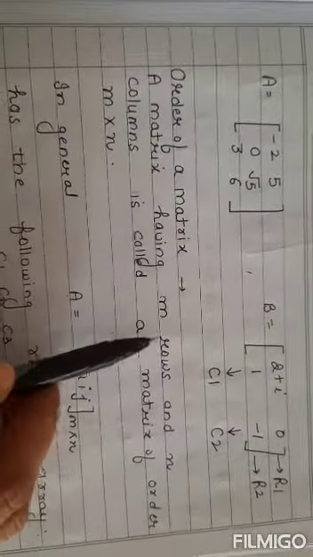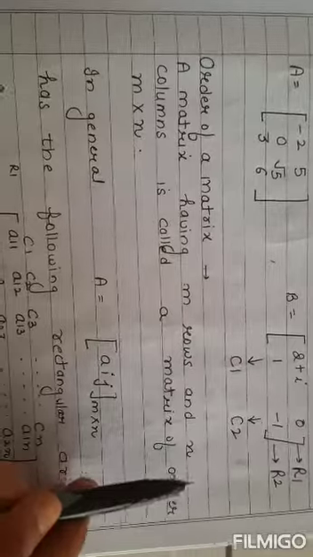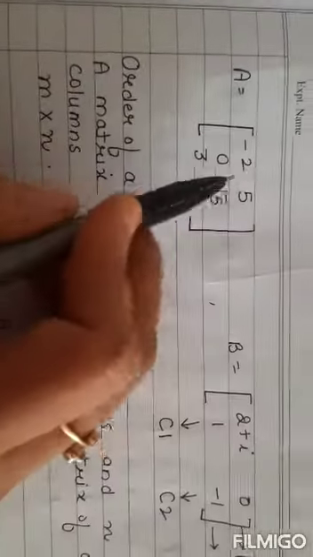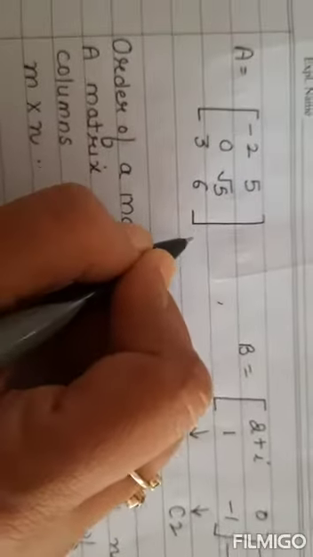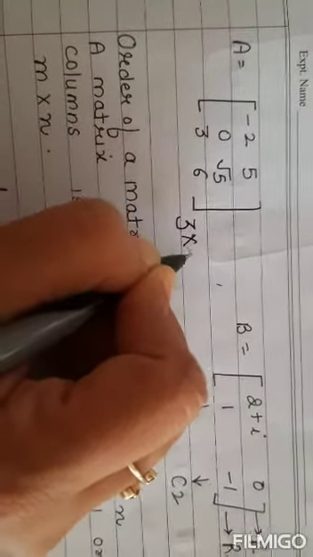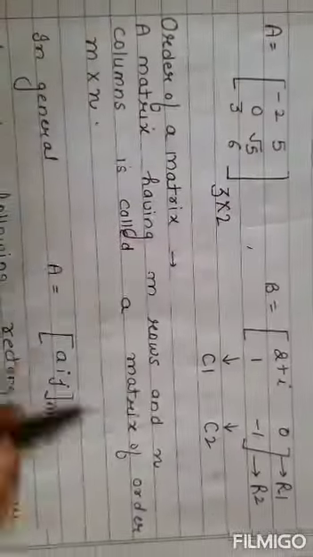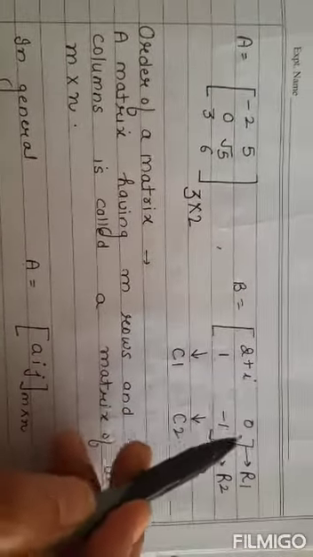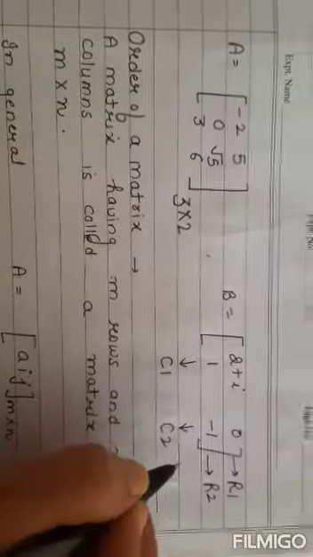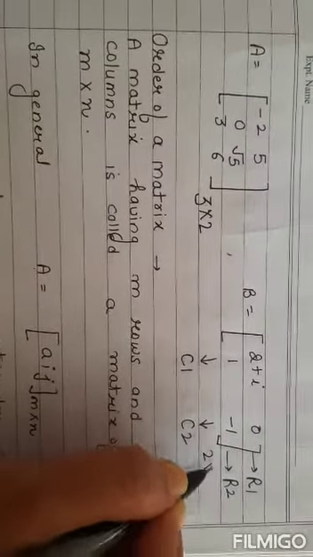The next thing is the order of a matrix. A matrix having m rows and n columns is called a matrix of order m by n. So first we write the number of rows, cross symbol, number of columns. For example here, 1, 2, 3, you have 3 rows. So if you have to write the order of this matrix, this is 3 cross symbol, the columns are 2. So this is 3 by 2. Here the rows are 2 and the columns are 2. So the order of this matrix is 2 by 2.